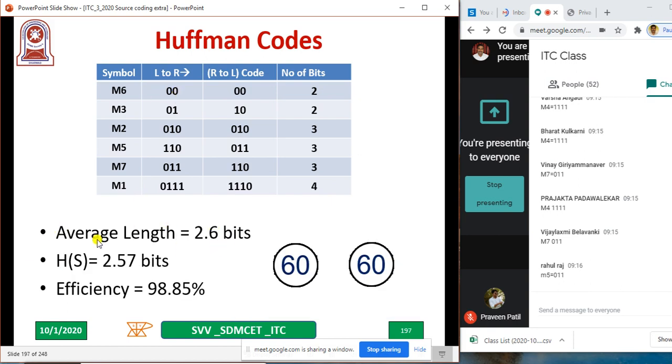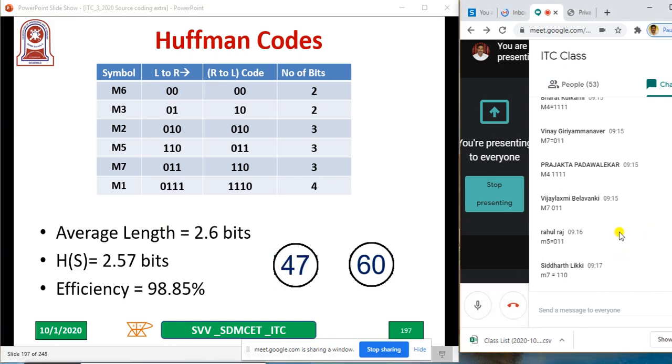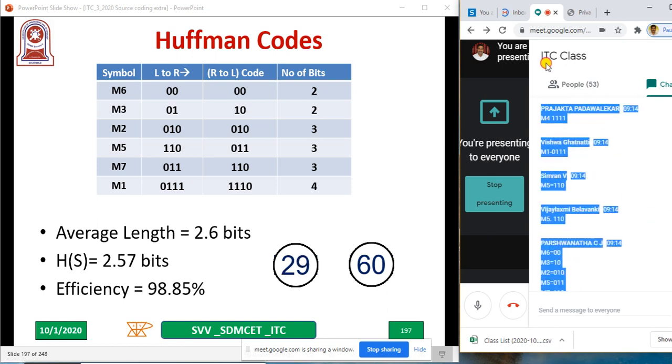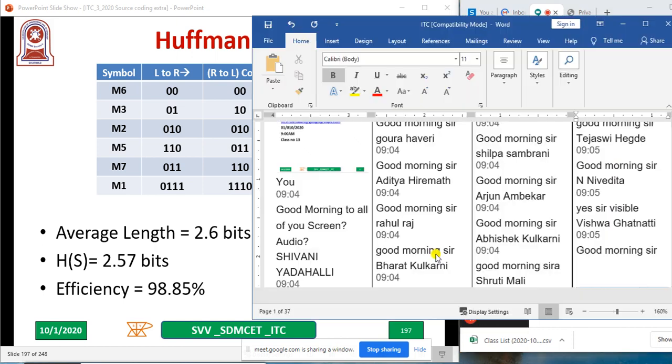So average length, hope all of you have found. And it is 2.6 bits. H of S equal to 2.57. Efficiency is 98.85. And those who are not done, take 1 minute, do it. And if you are already done, compare it. If there is any network issue, I will reconnect again. So try to find the H of S and efficiency so that you can go to the next slide.